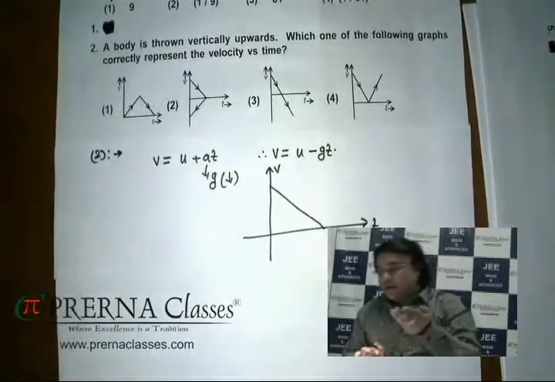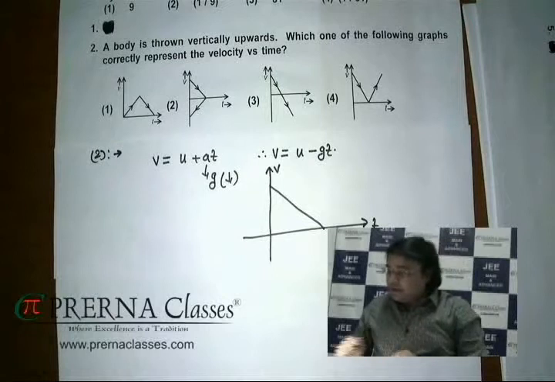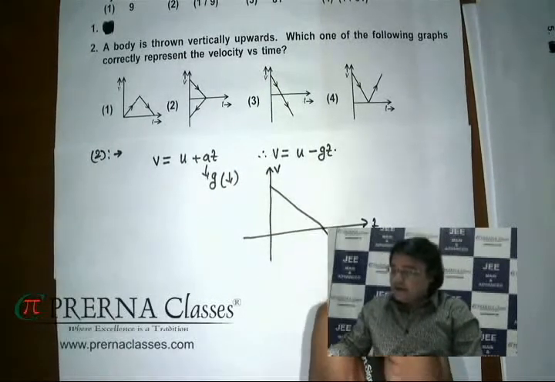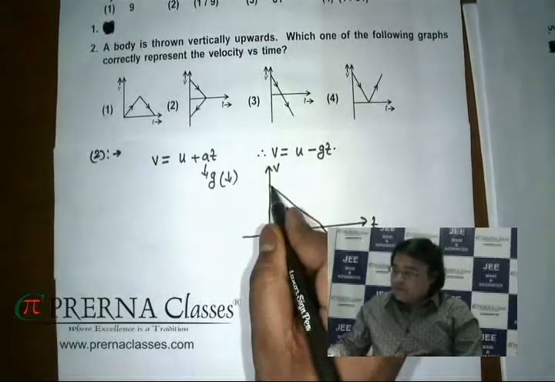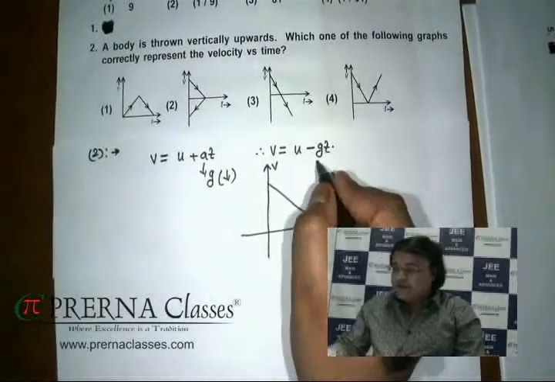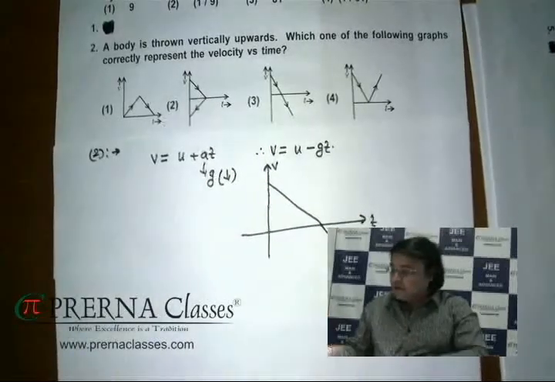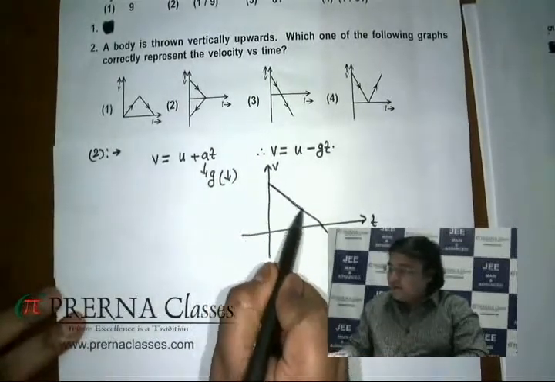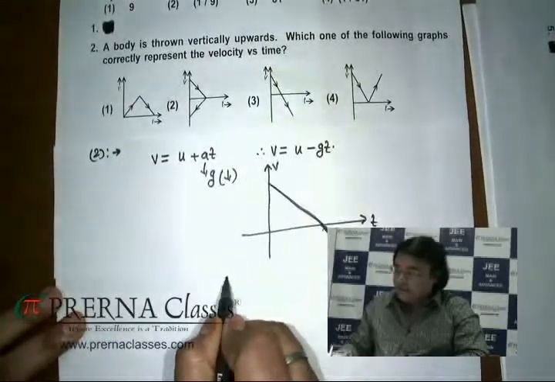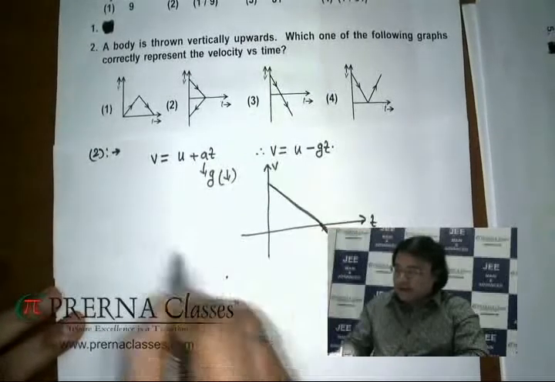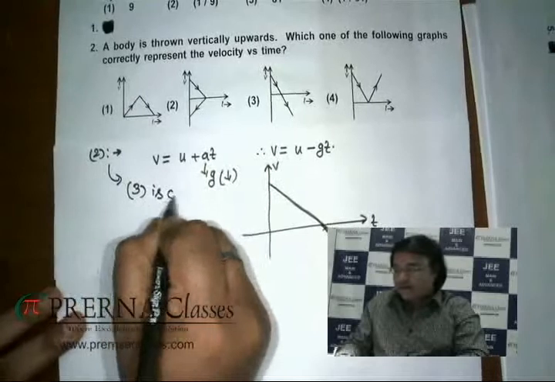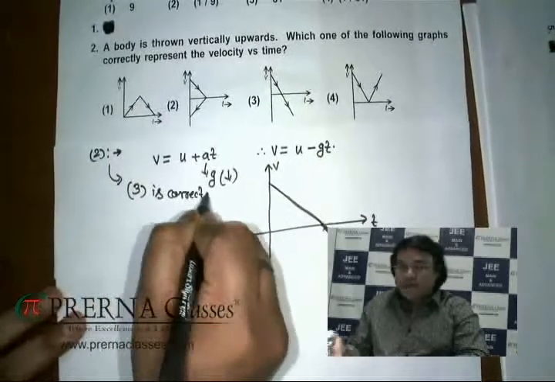Now up to maximum height, its velocity is positive, and after that its velocity will be negative. But slope of the curve gives an idea about the acceleration, and since acceleration is constant, so you can say graph will be a straight line like that. So correct option here is 3. So option 3 is correct. Okay.